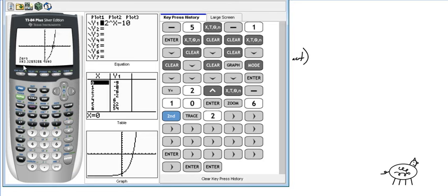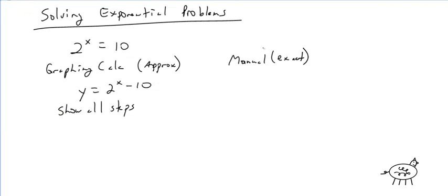Okay, so there it is, right? 3.322. So x equals 3.322. There you go. That's an approximate answer.